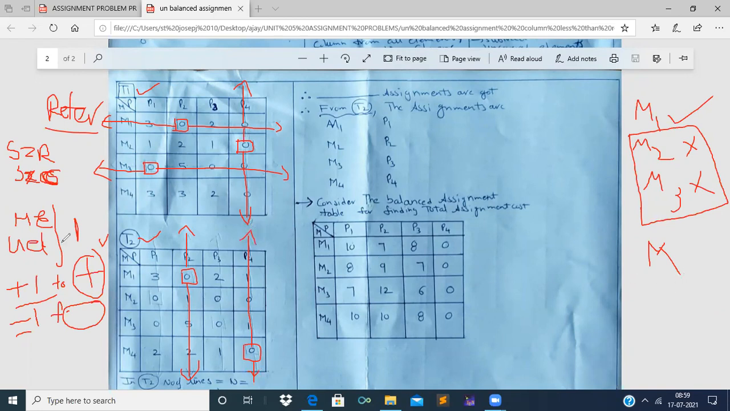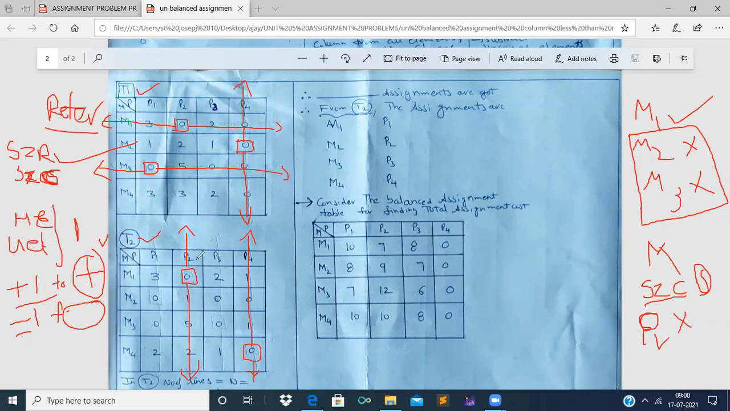Now, single zero row search is finished. Now we have to proceed for single zero column search. Single zero column search should be started now. See here in the first column, two zeros are present. Therefore, don't disturb this column 1, that is P1. Don't disturb P1, right?